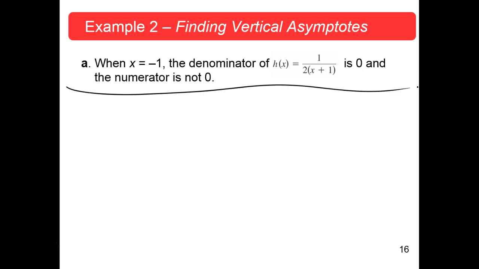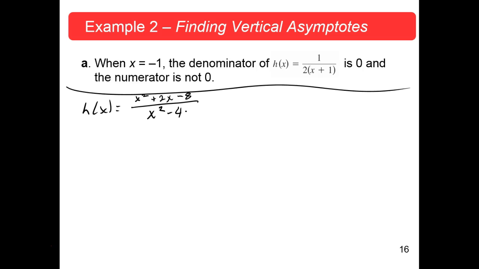Okay. Example 3. Determine all the vertical asymptotes of the graph. And that's all they're asking for. Well, they're going to ask you to draw it anyway. The graph of h of x is equal to x squared plus 2x minus 8, divided by x squared minus 4.